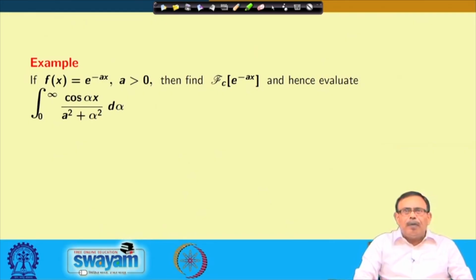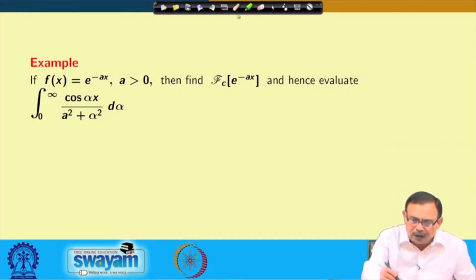So, obviously, now you have understood that the technique will be similar to what we have done in the earlier problem. That is, first I will find out the Fourier cosine transform. Again, if you remember, we have already done the Fourier cosine transform and Fourier sine transform of e^(-ax) earlier. So, I will use that particular value, and using that we will try to evaluate the value of the given integral.